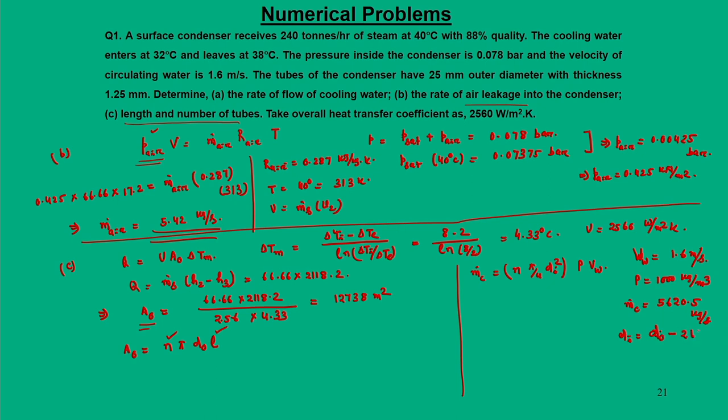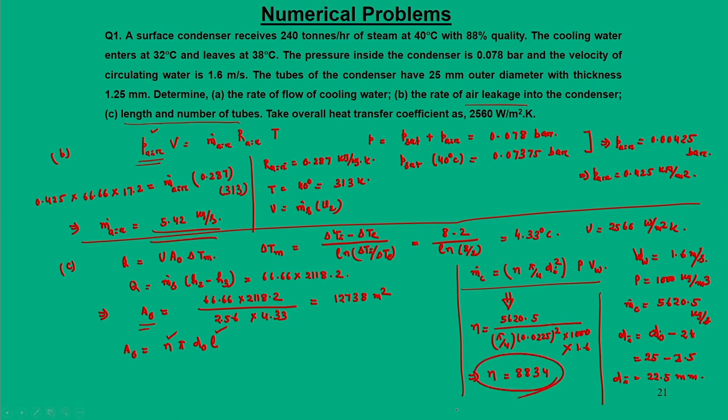D I is given as d, that is the outer diameter minus twice t, that is 25 minus 2.5. So, D I is 22.5 mm. In this equation all are known. So, this will give the number of tubes equal to 5620.5 into 4 divided by pi into 0.0225 square into 1000 into 1.6. So, the number of tubes, n, is equal to 8834. So, we got the number of tubes.